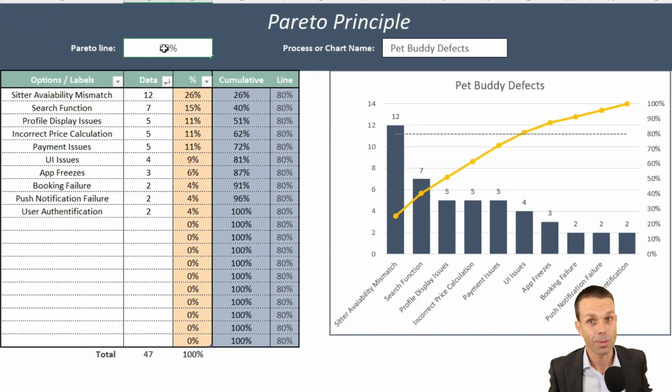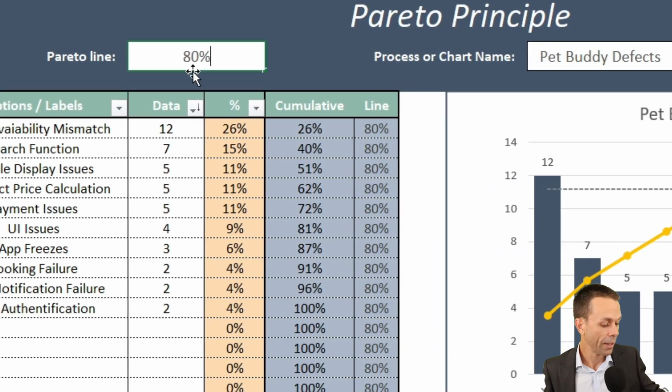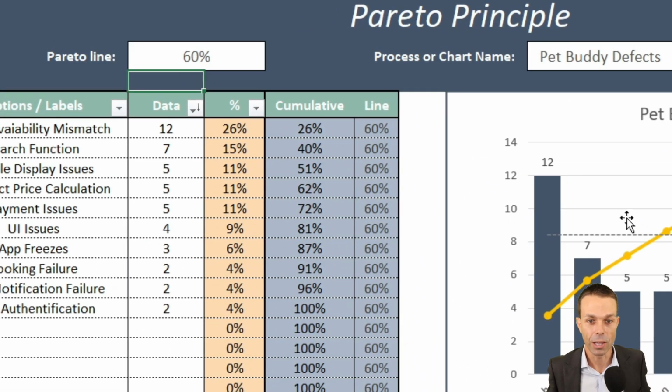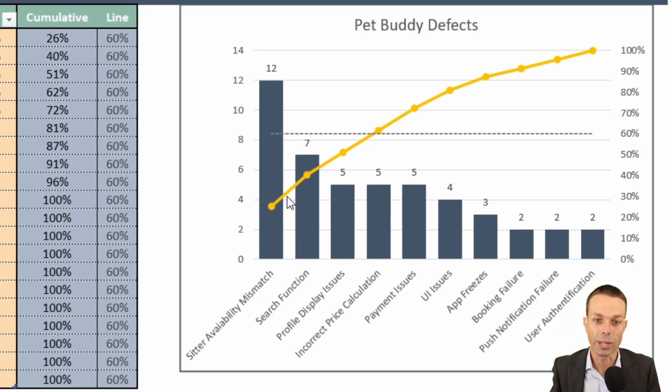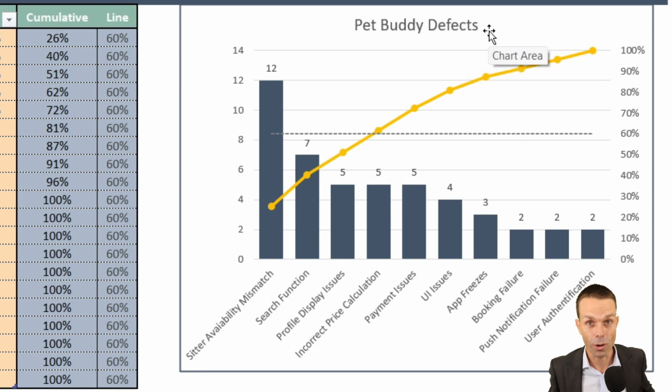Now, it doesn't have to be 80%. It's an arbitrary number, but the point is that a small amount of the inputs cause a large amount of the outputs or the issues or the things that we're looking at. So if we were to make that lower and make it down to 60%, then we could focus on the top 3 defects or the top 4 defects. And those would be the ones that we would prioritize and work on first.